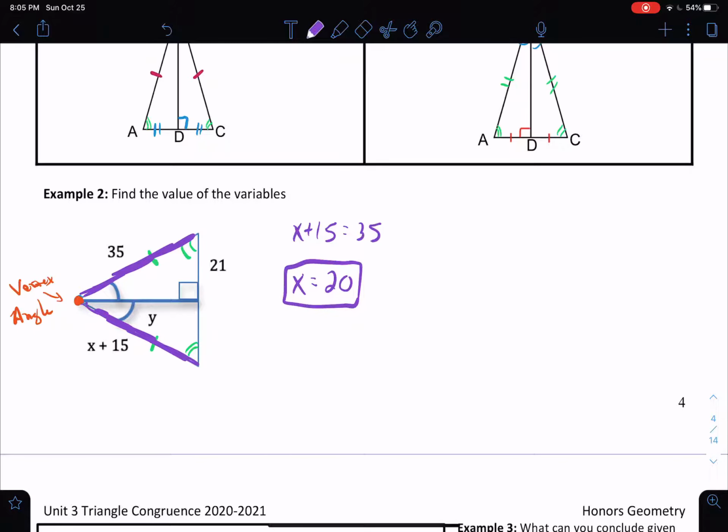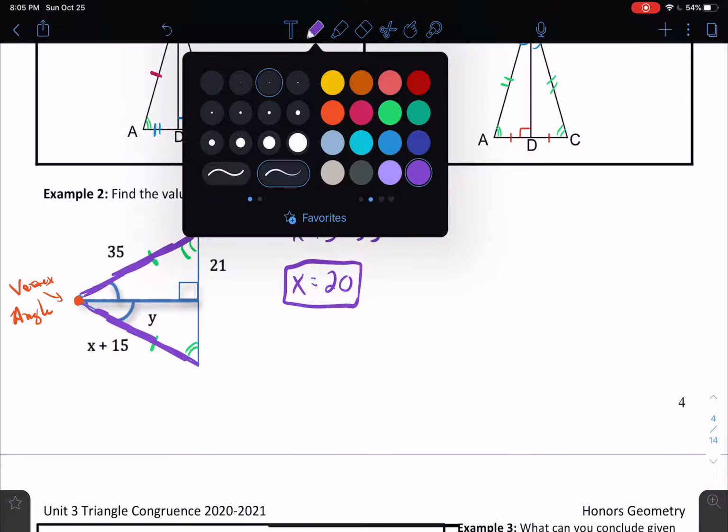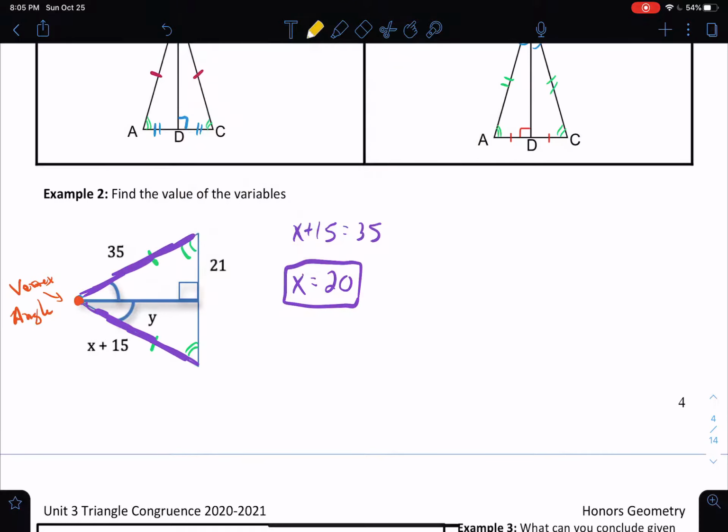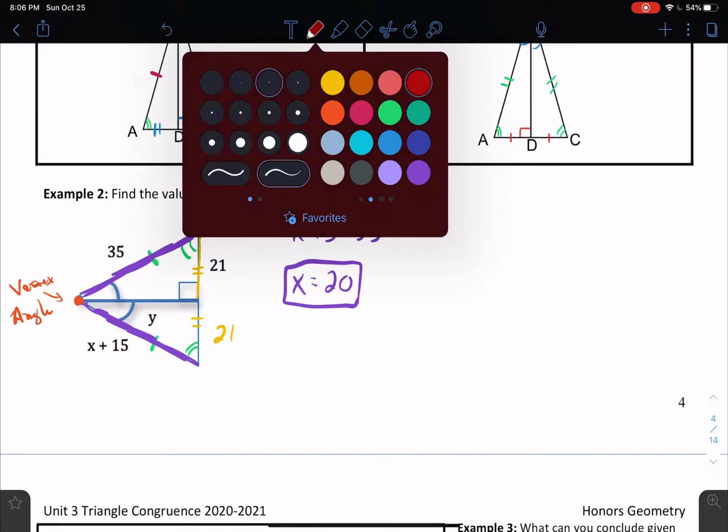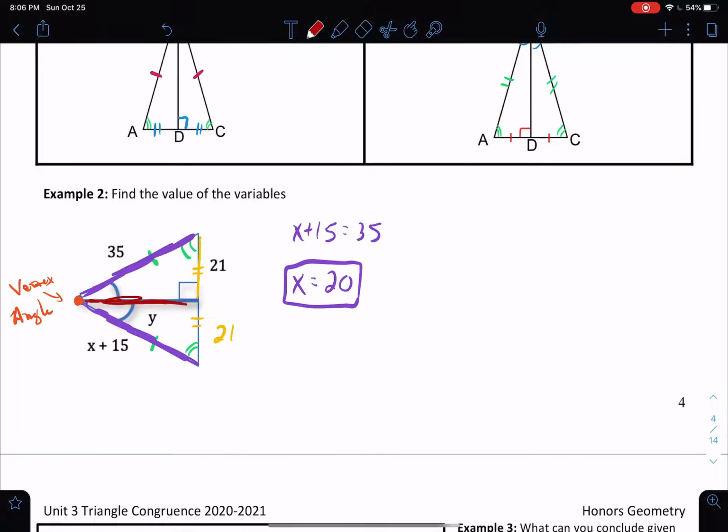Okay, now what else can we fill out in this diagram? Well, I know that this base is being bisected. All right, being cut in half. So if this part's 21, that means that this part has to be 21 as well. All right, now, how am I going to get to y? Why is this line inside of my isosceles triangle?